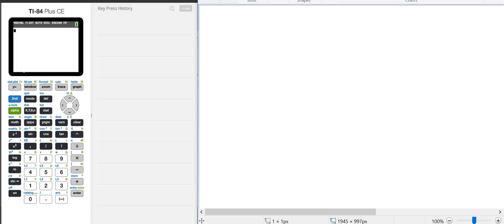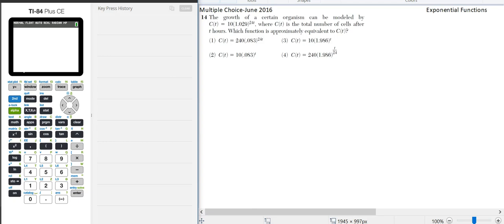In this video, we're going to discuss how you can rearrange exponential equations. Let's look at an actual Regents question to discuss this. This is question number 14 from the June 2016 Algebra 1 Regents.